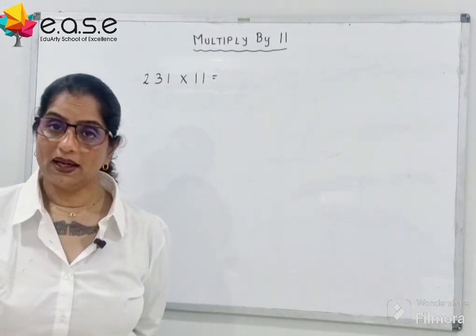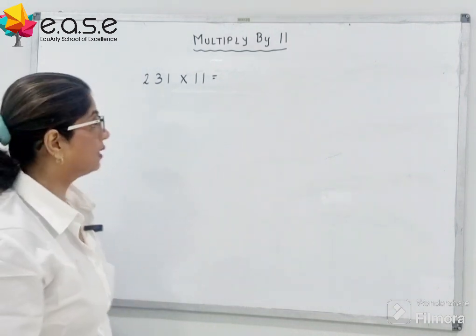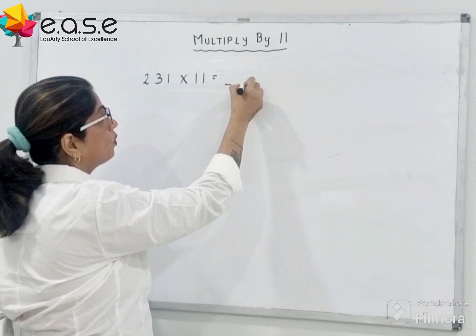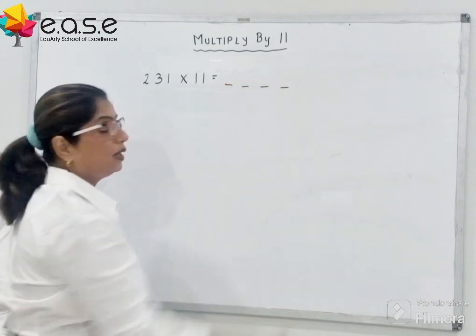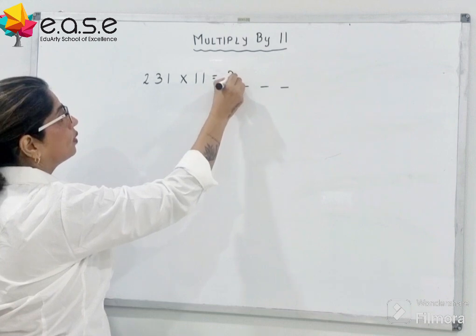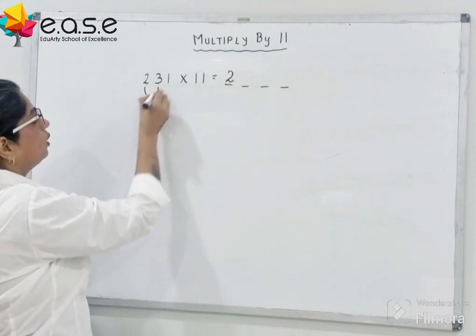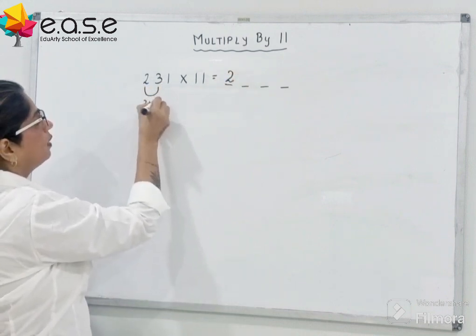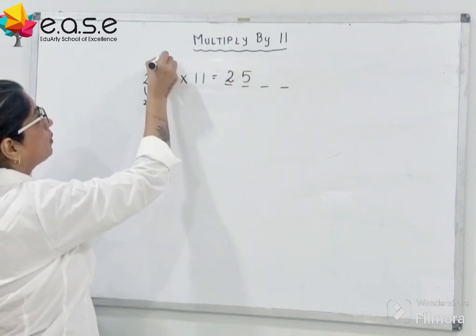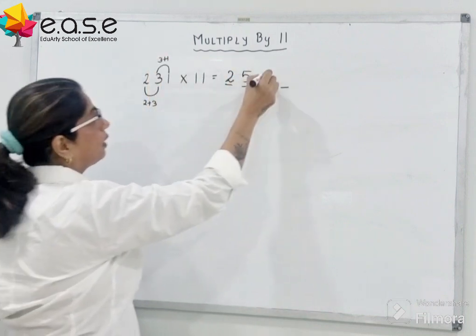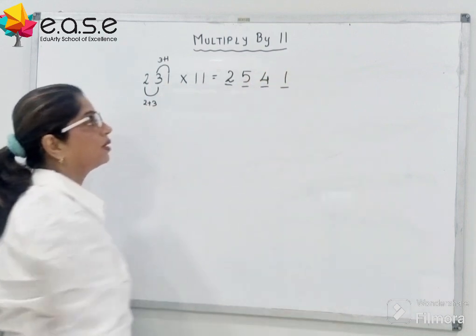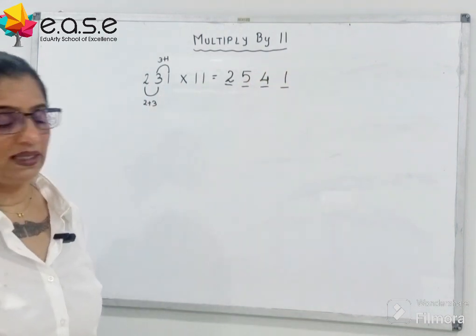231 multiplied by 11. Now, understand guys, if this is a 3-digit number, your answer will be 4-digit. 1, 2, 3, 4. Let's fill up the spaces. First, you'll write the 2. Then you will add 2 plus 3. That will give you 5. Then you add 3 plus 1. That will give you 4. And the last digit 1 as it is. Are you getting it? It's very easy.